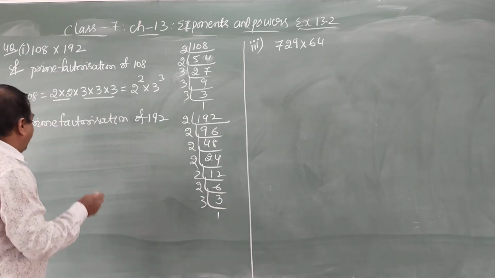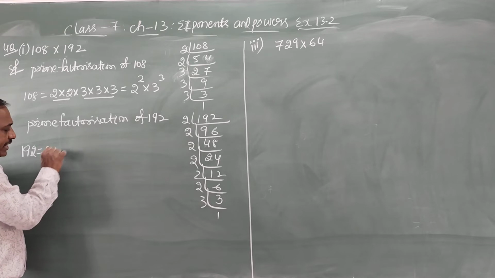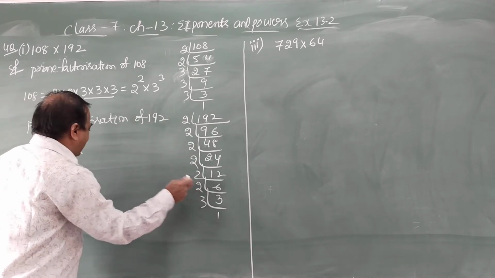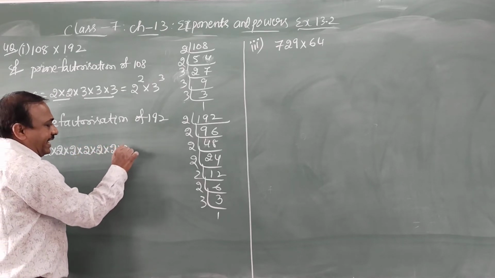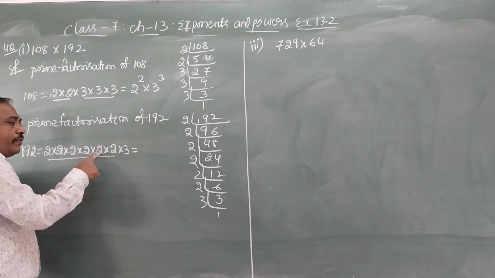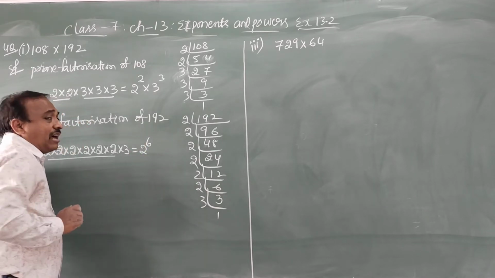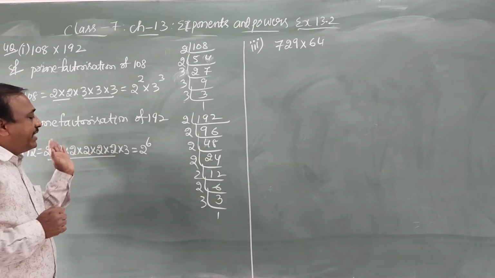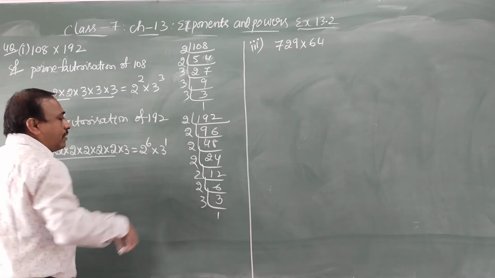Observe it. 192 can be written as 2 into 2 into 2, and so on. How many times do we have 2? 1, 2, 3, 4, 5, 6, repeatedly multiplied. So 2 to the power 6, by the laws of exponents only: a to the power m into a to the power n is a to the power m plus n, we are adding the powers. Into 3 to the power 1.